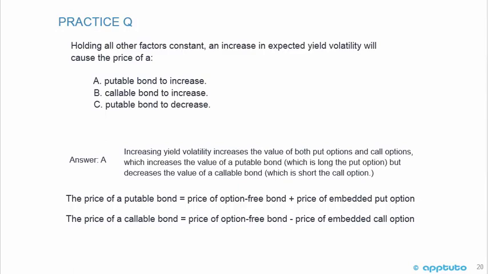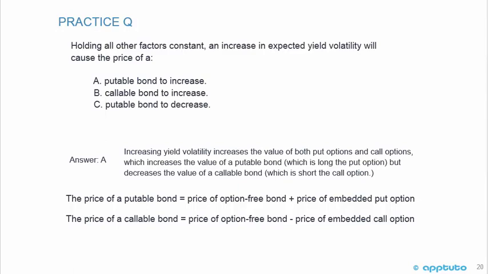You can see these are the formulas at the bottom, and it's very important that you understand this: the price of a puttable bond equals the price of an option-free bond plus the price of an embedded put option. And the price of a callable bond equals the price of an option-free bond minus the price of the embedded call option. So if you write out the formula like that and go back to the question, an increase in expected yield volatility is going to increase the price of the embedded put option. So then you can see what's happening to the price of the puttable bond. It's increasing it, but it's decreasing the price of a callable bond.